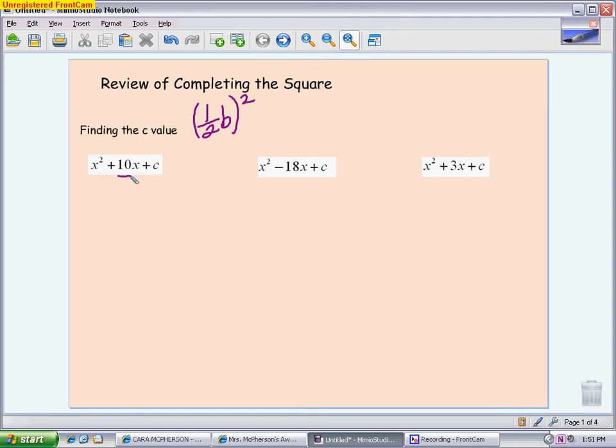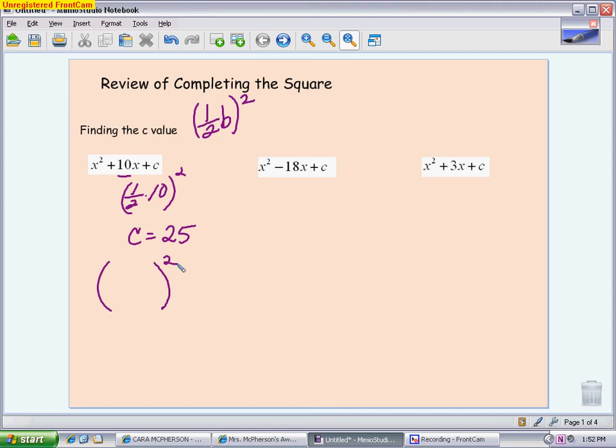So I'm going to take half of 10. Half of 10 obviously is 5. And then I'm going to square that. So 5 squared, my C value is 25. Now the other thing that's going to be important is once you figure out what that C value is, you want to write it as a perfect square binomial, meaning what was it in a binomial form being squared.